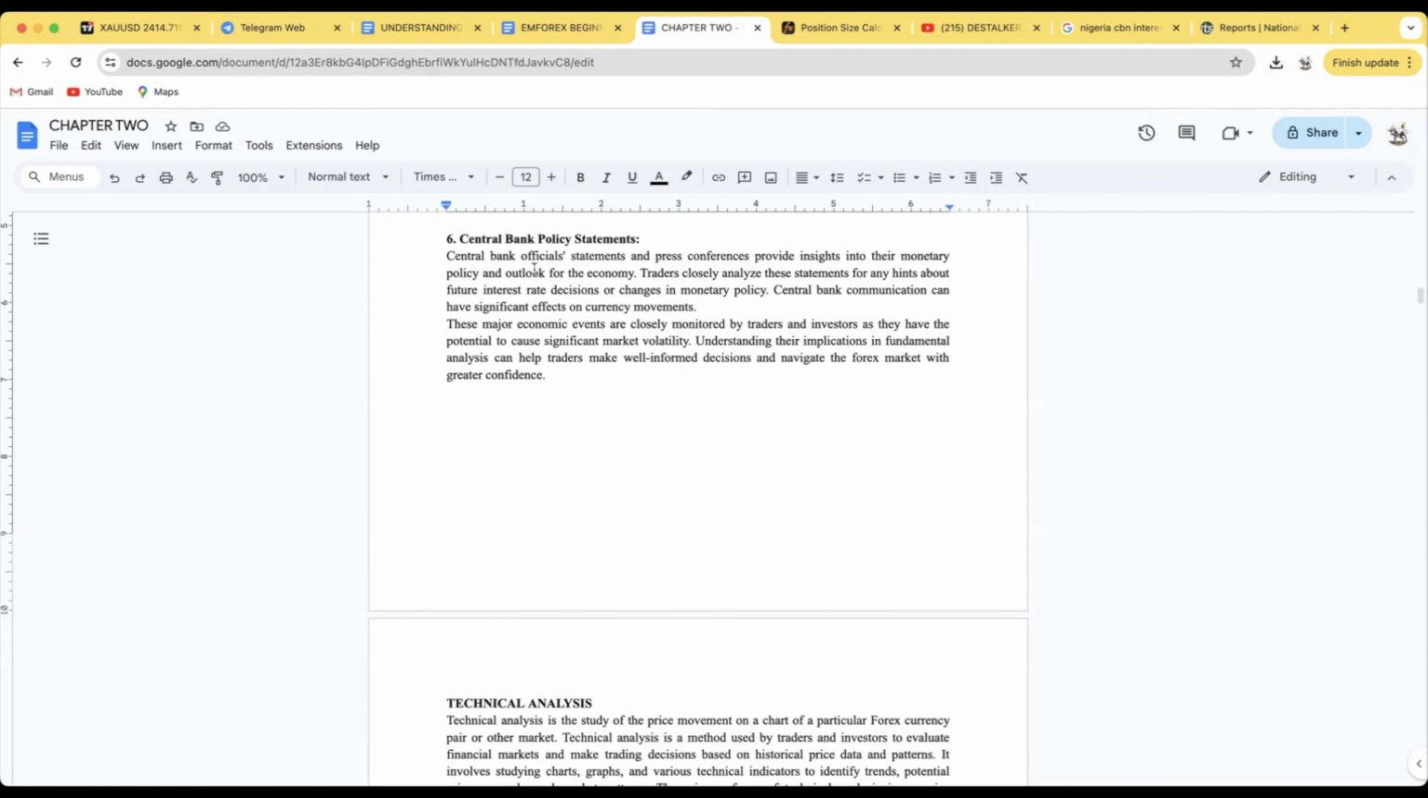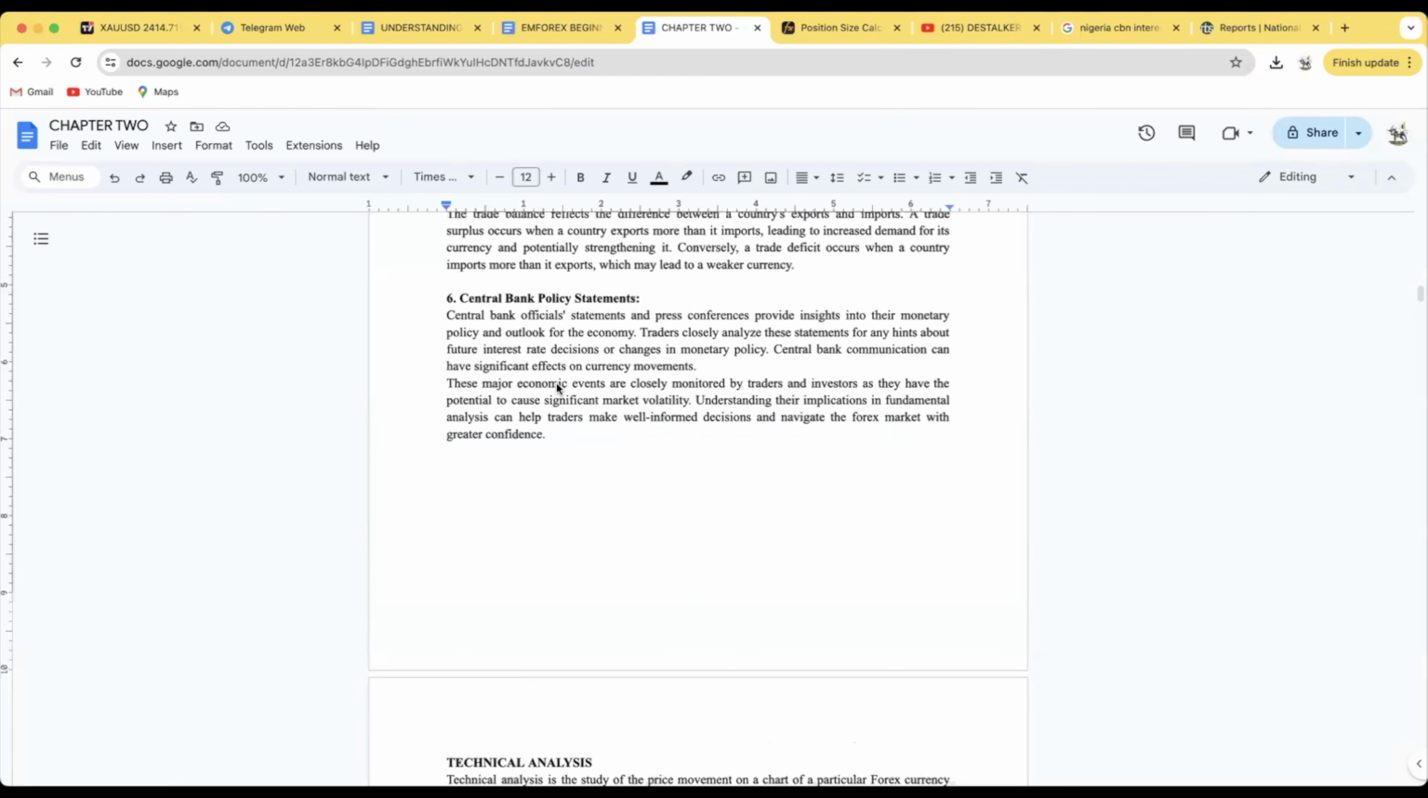Central bank policy statement. Central bank official statements and press conferences provide insight into the monetary policy and outlook of the economy. Traders closely analyze these statements for any hint about future interest rate decisions or changes in monetary policy. Central bank communication can have a significant effect on currency movement. These major economic events are closely monitored by traders and investors as they can cause significant market volatility. Understanding their implications in fundamental analysis can help traders make well-informed decisions and navigate the forex market with greater confidence.